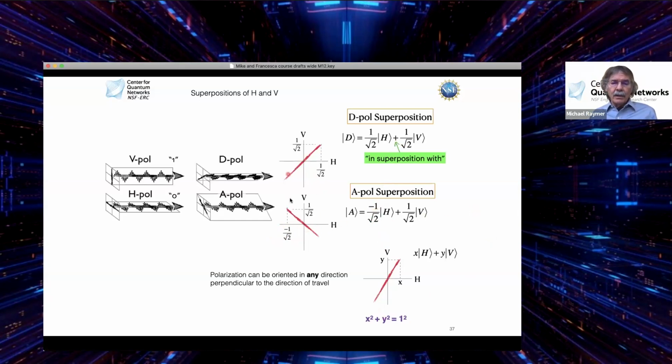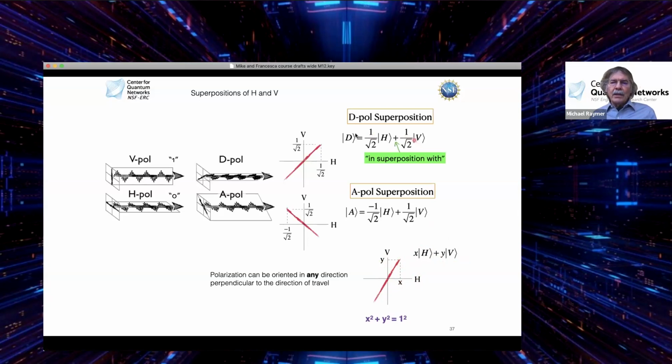The difference, though, is in the direction that the oscillation is taking place. And in general, the oscillation can take place at any different angle. And we indicate those angles by these projections x onto the H-axis and this projection y onto the V-axis. So this is where we get this representation of the mathematics. x is any number, that's the projection onto this axis, and y is the corresponding number for the other axis. And we use H and V to indicate the quantum states of H and V.